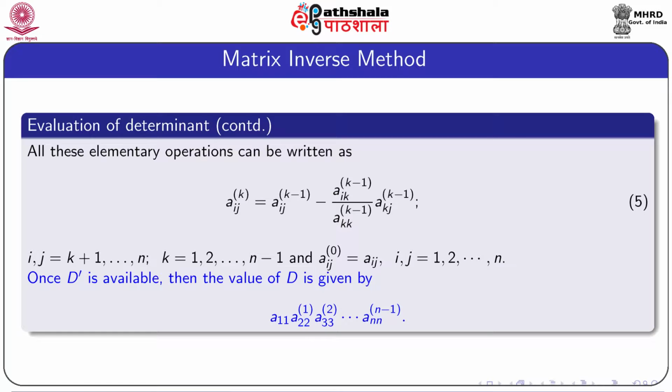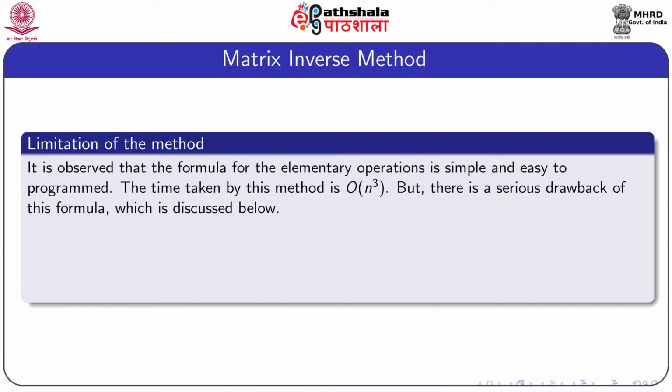So, if the determinant D is converted to the upper triangular determinant D', then the value of the original determinant D is given by a_11 × a_22^(1) × a_33^(2) up to a_nn^(n−1). That means the product of the diagonal elements of D' is the value of the determinant D. So, this is the Gauss reduction method to evaluate the value of a determinant, but this method has some limitations.